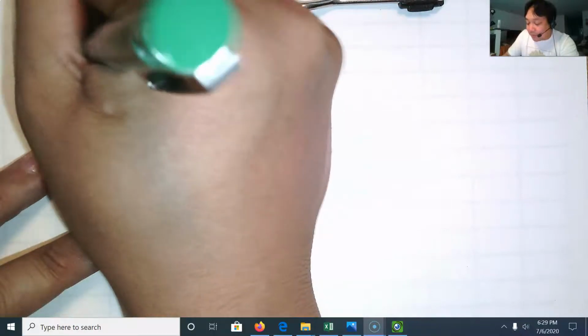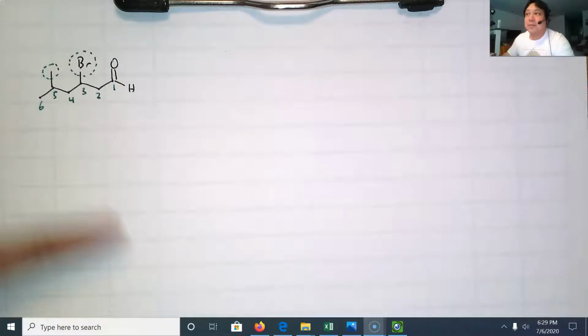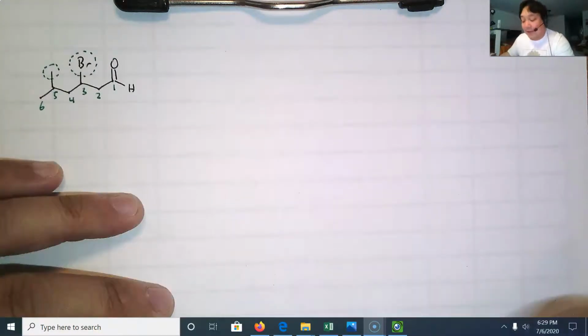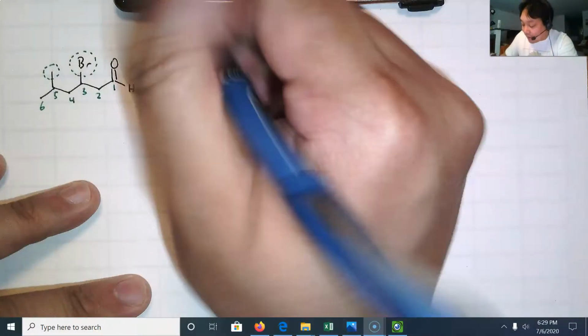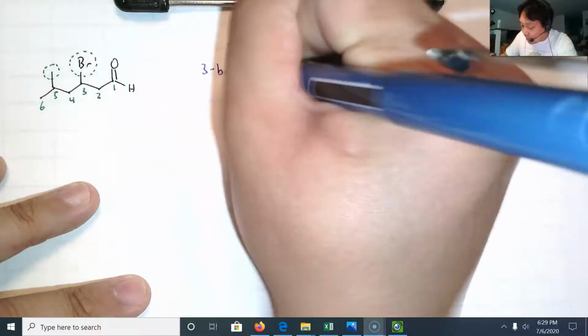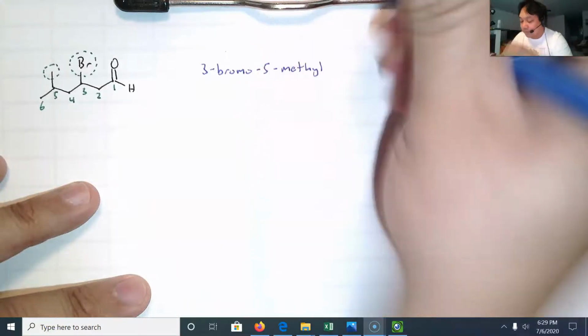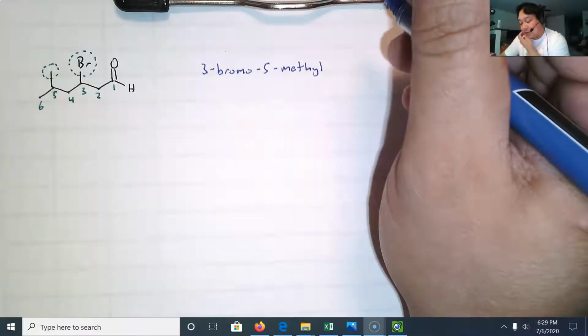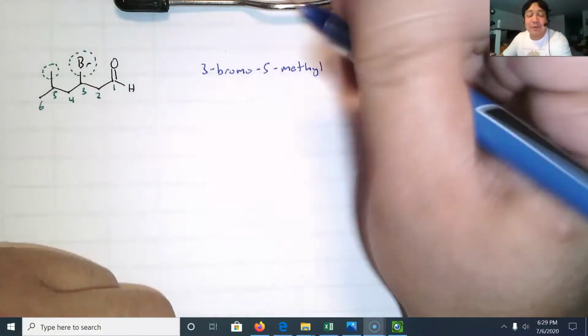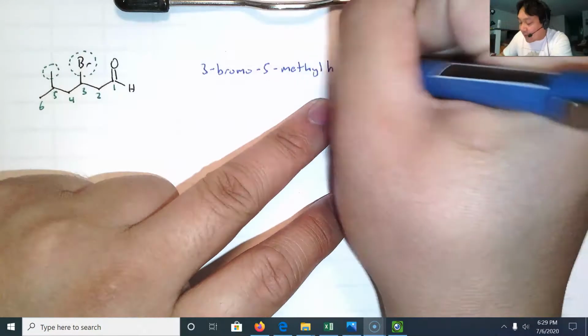For a ketone, you have to tell the reader where the carbonyl group is. But here, it's automatically number one, so it's redundant. If you have an aldehyde, that is carbon number one. And we're going to call this 3-bromo, 5-methyl. It's a 6-carbon chain, so it's hexane. We remove the E, and I haven't told you this yet, you add Al.